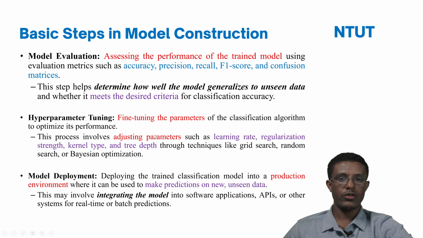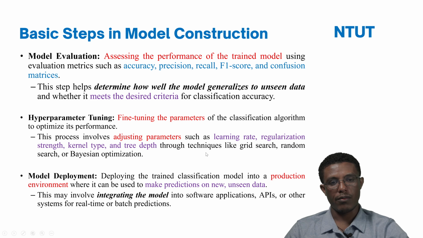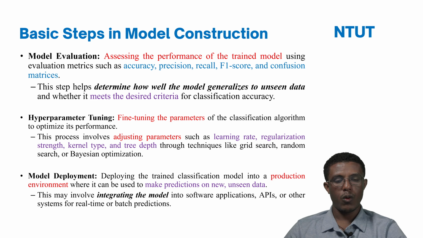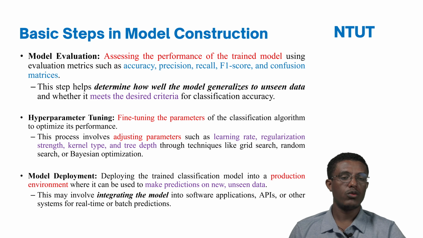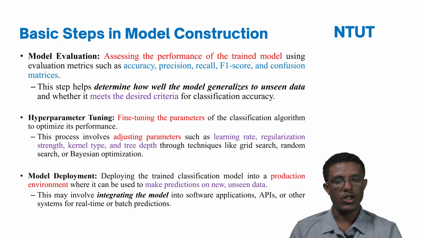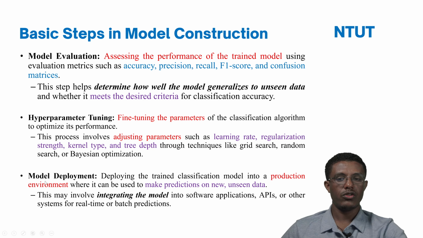This process involves adjusting parameters such as learning rate, regularization strength, kernel type, or any other parameters, like epochs, hidden layers, and activation function. These parameters can be changed in order to improve the performance. After evaluating the model, the next step depends on the model performance. If the evaluation performance is not good, we can adjust different parameters and try to improve the performance. If the performance is good, the next step is model deployment.